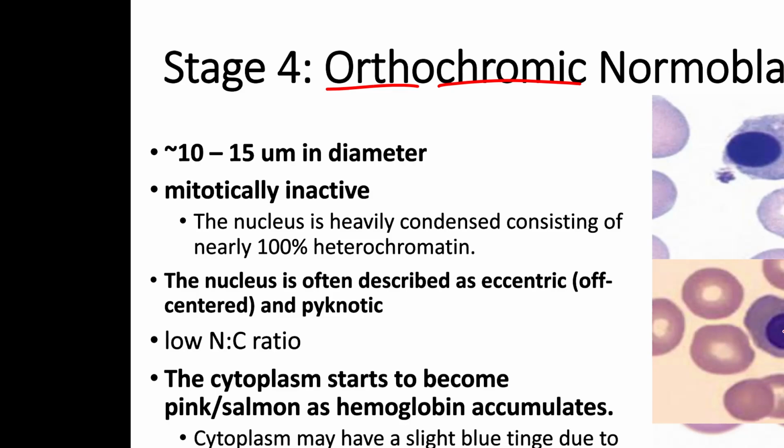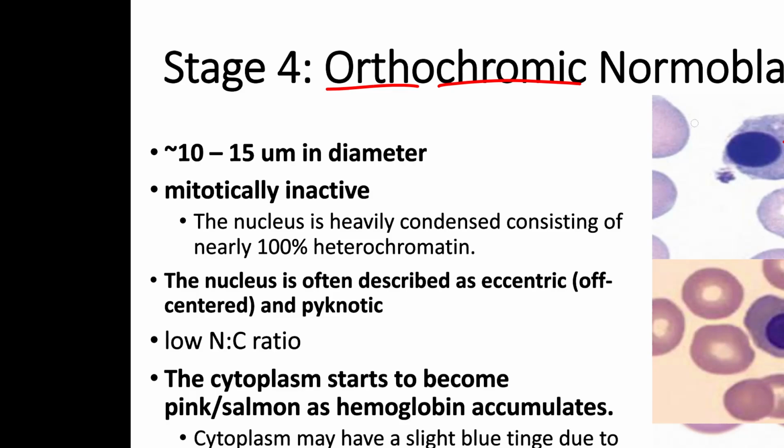Also, if you were to draw a circle around the red cell, you'll notice that the nucleus is very off center, and that's because the cell is getting ready to get rid of it, especially when the spleen plucks the nucleus right out of there. There's a very low NC ratio. You can see that we now have a lot more cytoplasm compared to the nucleus.